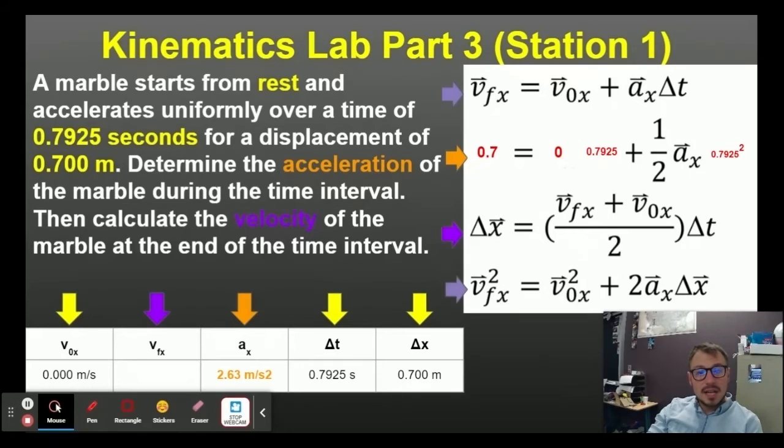Then I can calculate the velocity. Now I could use any three of these equations. However, I'm going to use the third one because even if I calculated the acceleration incorrectly, or there was something wrong with the setup, I can still get that final velocity. So this is what I get, and I can just solve for that final velocity. And I get 1.77 meters per second. Notice I have three significant figures.